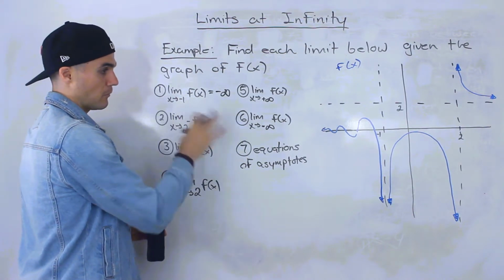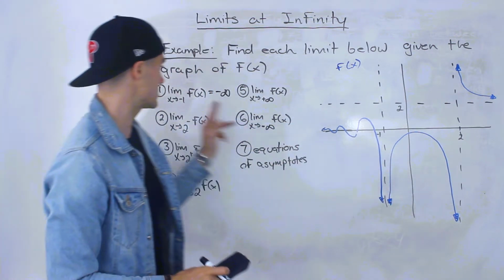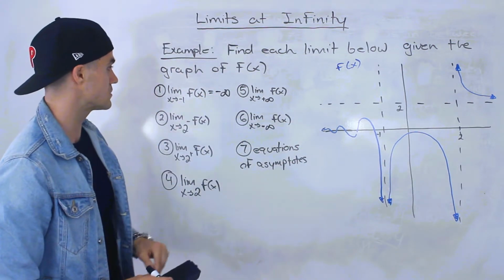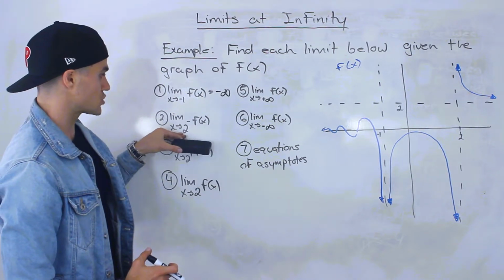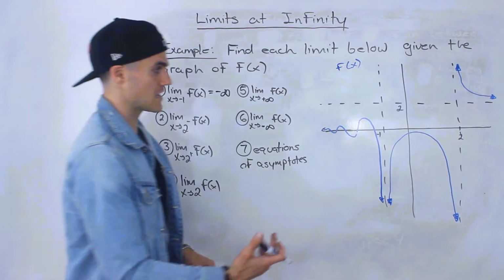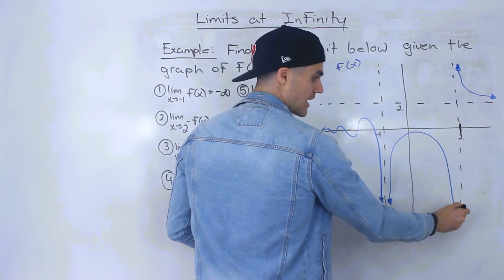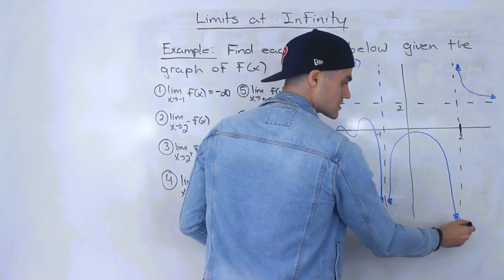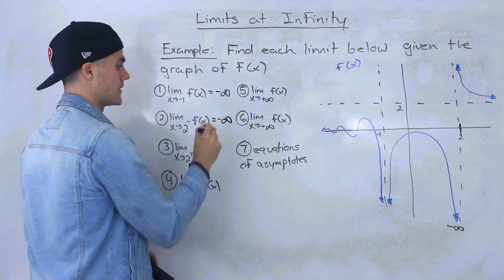You have to look from both sides. And because it's approaching negative infinity from both sides, this limit is equal to negative infinity. Number 2, the limit as x approaches 2 from the negative side. Notice as we're approaching this x value of 2 from the negative side, the y values are going towards negative infinity. So this is going to be negative infinity.